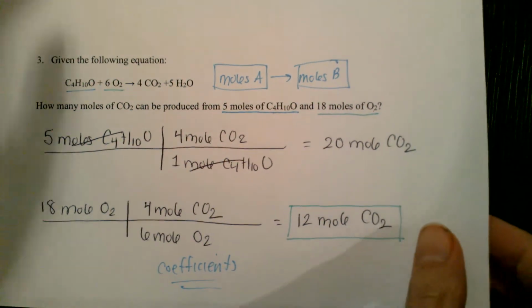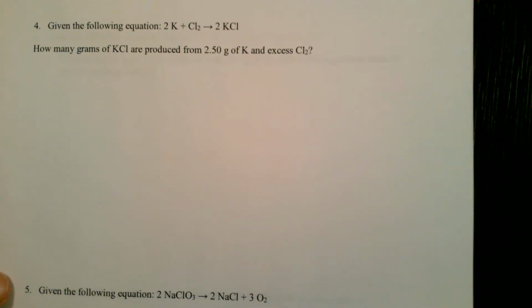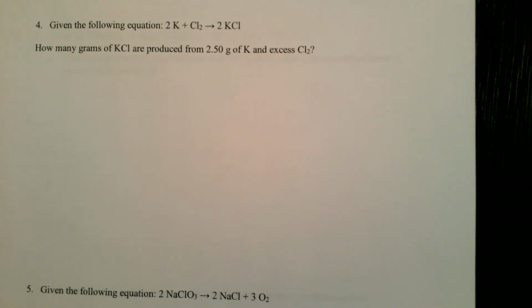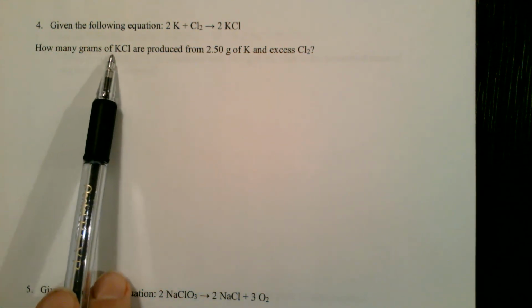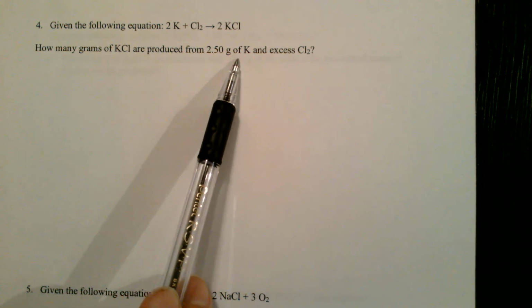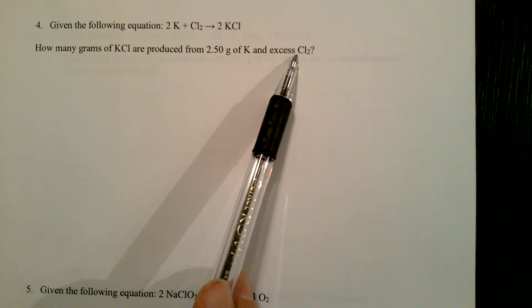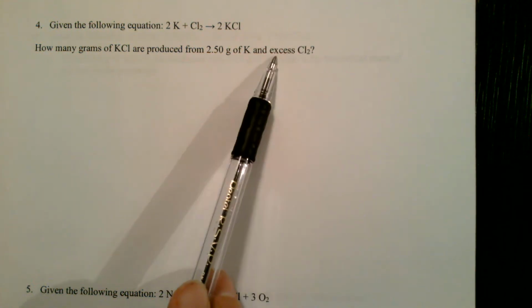All right, let's press on here. Of course, not everything is always going to be given to us in moles. Sometimes we're going to have to first convert into moles before we can actually use our mole ratios. So that's what we're going to see here. How many grams of potassium chloride are produced from 2.5 grams of potassium and excess Cl2? We have excess Cl2, so we don't even have to worry about that.